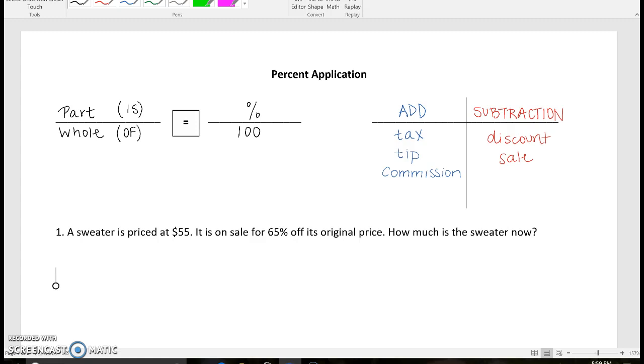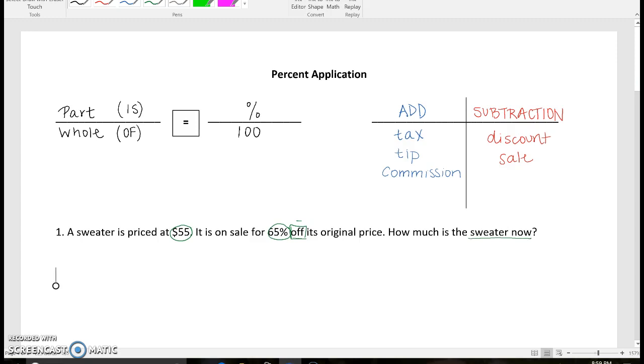Okay. Now that we have all this background knowledge, let's give one a try. This first problem says a sweater is priced at $55. It is on sale for 65% off of the original price. How much is the sweater now? So $55 is the sweater now, on sale for 65% off of the original price. Off means it's a discount, right? How much is the sweater now?